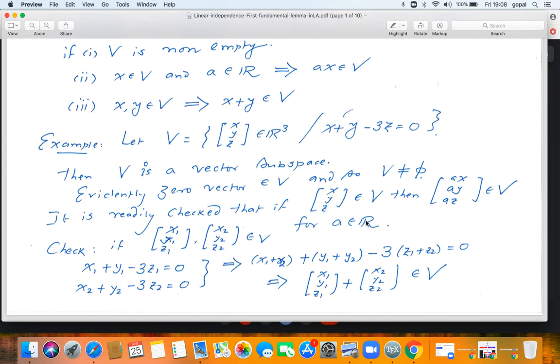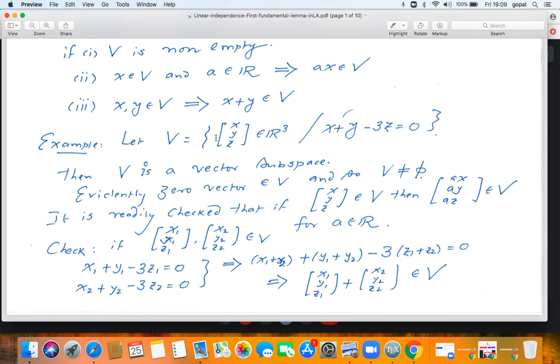Next, I must check that V is closed under vector addition. I pick up two vectors, x1, y1, z1, and x2, y2, z2 in V. What does it mean to say that these are in V? It means x1 plus y1 minus 3z1 is 0, and x2 plus y2 minus 3z2 is 0. That is, these two points lie on that plane x plus y minus 3z equals 0. So add these two equations, you get x1 plus x2 plus y1 plus y2 minus 3 times z1 plus z2 is 0. That means that the sum of the two vectors is again in V. V is closed under addition.